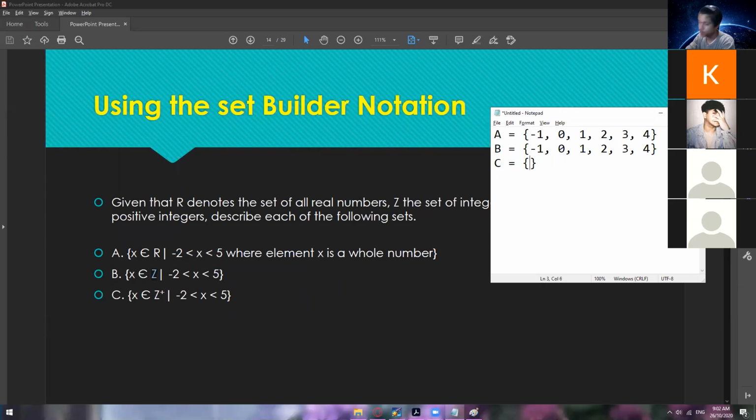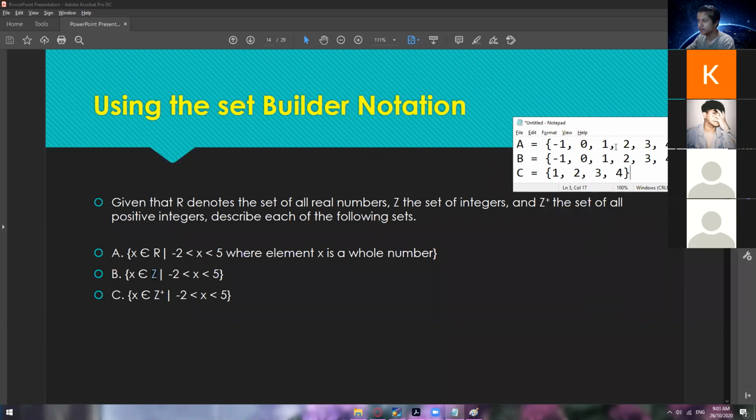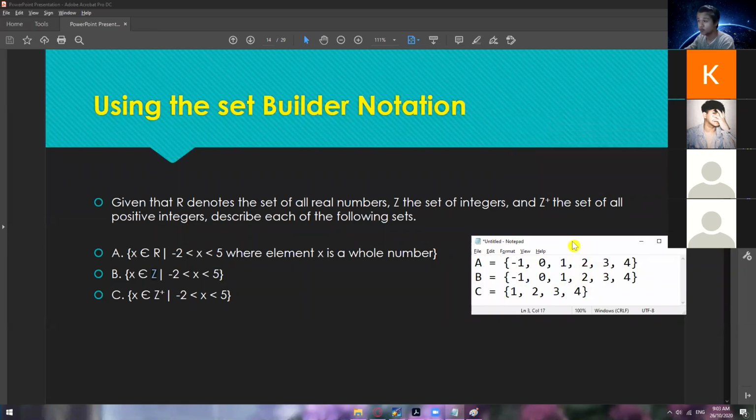Magi-start tayo sa 1. 1, 2, 3, and then 4. Actually, before, pinapapili ko yung student ko kung isasama ba namin siya sa positive integer. So yung iba, ayaw, yung iba naman gusto. Kasi nga, hindi naman siya negative, wherein kapag hindi siya negative, considered na siya as positive. So yun lang kasi yung rule natin.